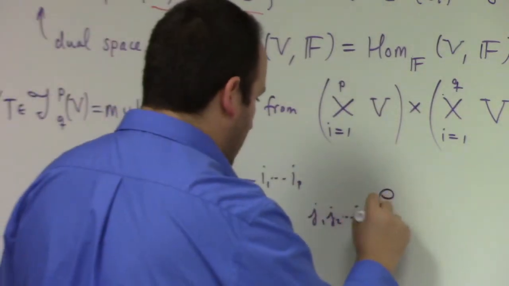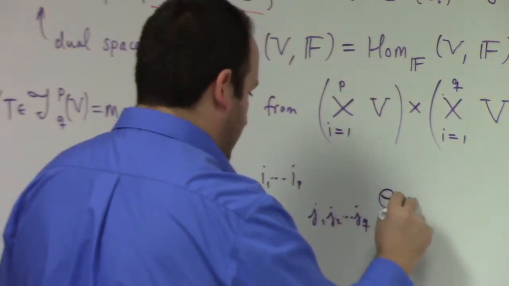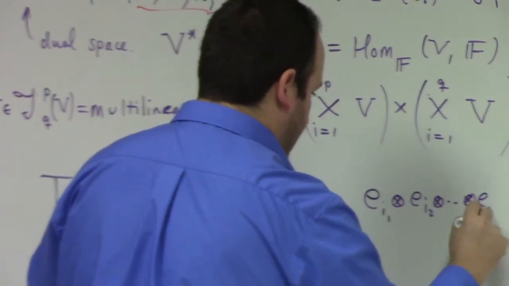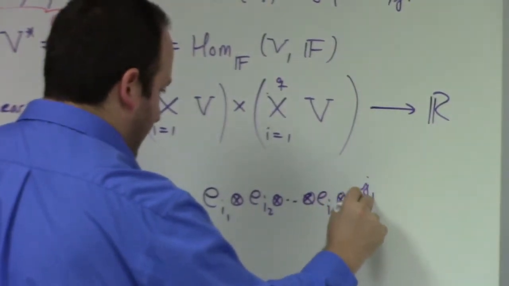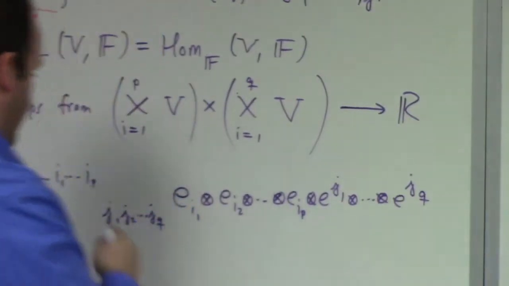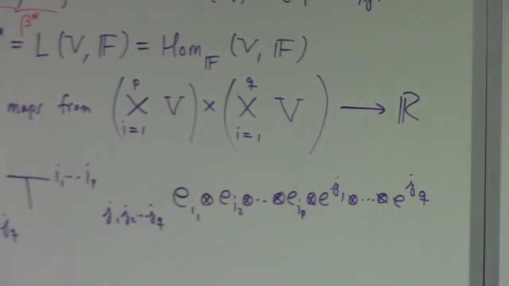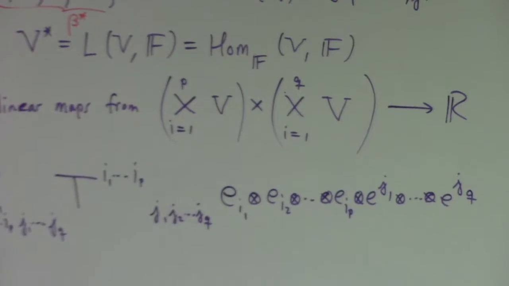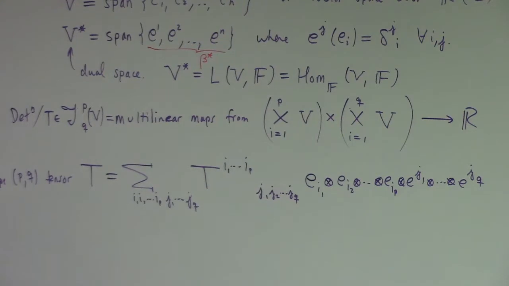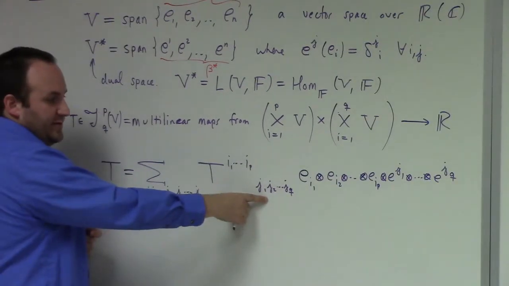All right. So, and then what? Well, E upper I1 tensor E upper I2 tensor, tensor, E upper IP tensor E lower J1 tensor, tensor, E lower JQ. This is what an arbitrary element of this type PQ tensor looks like, right? By the way, if you wanted to make this thing not real valued, instead of making these components real numbers, just make them something else.